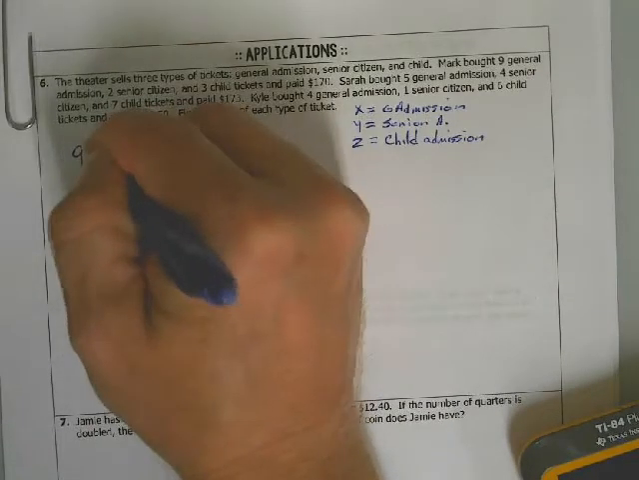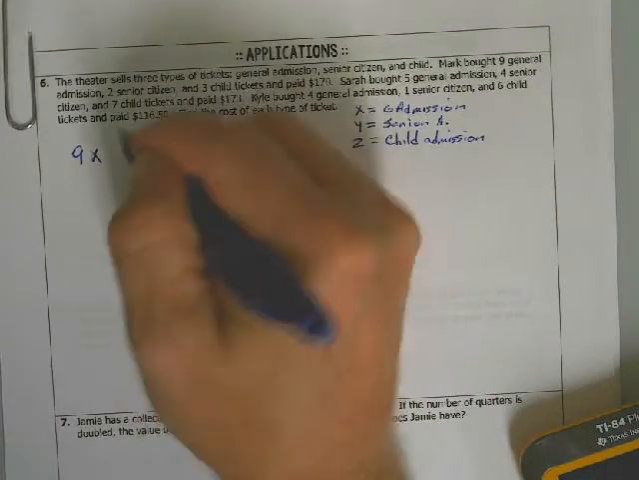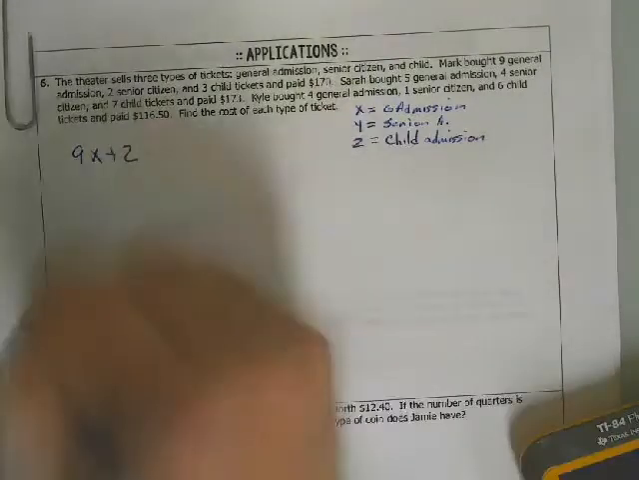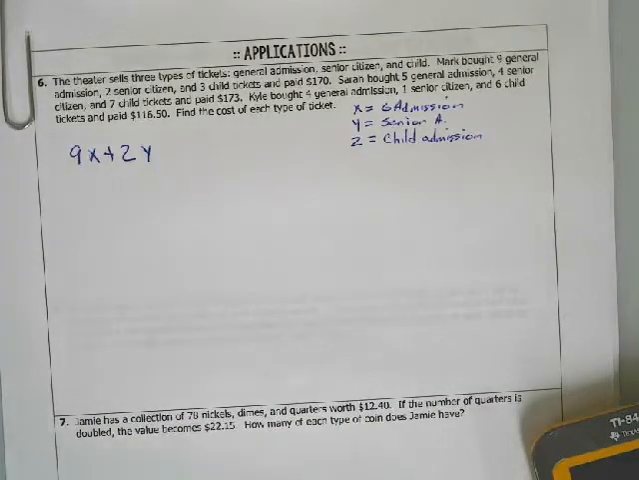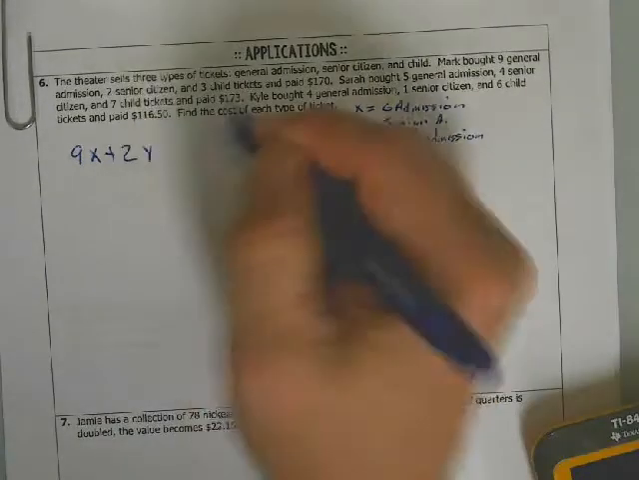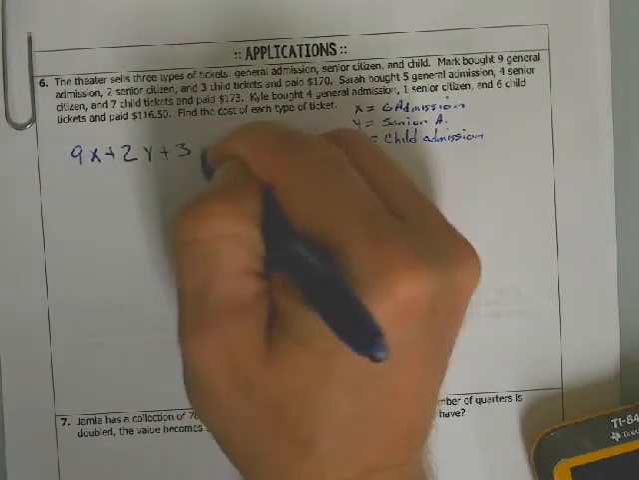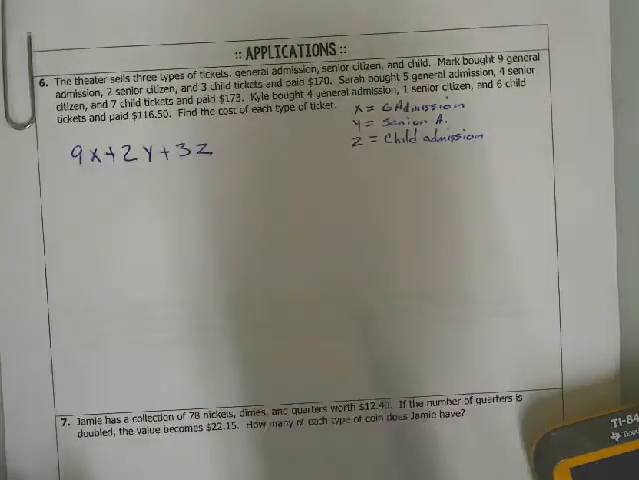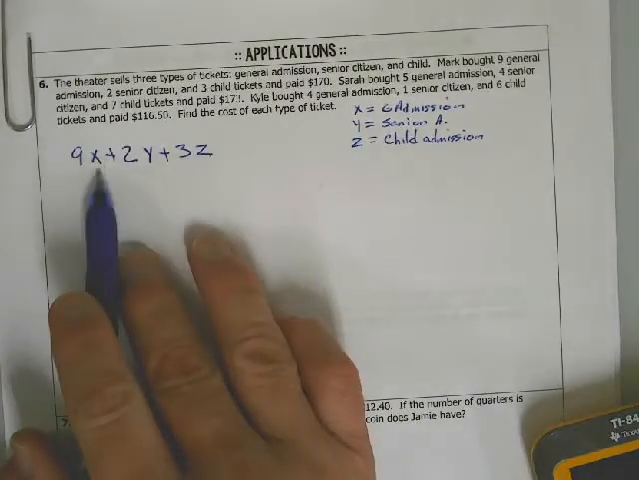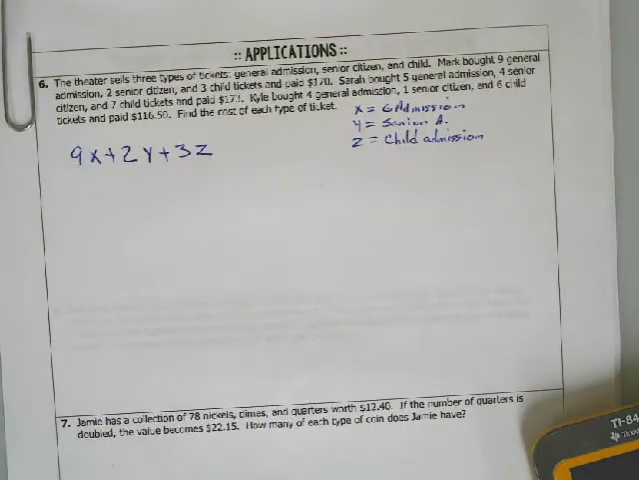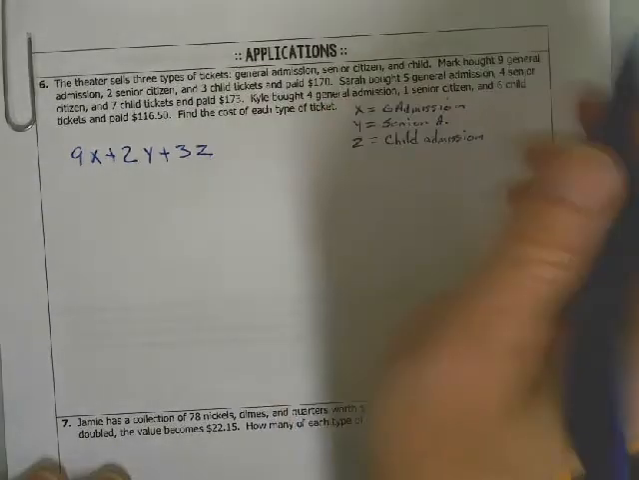So here's what I know: if you buy 9 of the general admission tickets, 2 of the senior tickets, and make sure these are in the same order as your variables. Sometimes they'll mix the words up to trick you. And 3 child tickets. That's one advantage to using variables that match your unknowns. If I had put G, S, and C here, it's harder to get mixed up. The students tend to struggle whenever I do that, so I didn't.